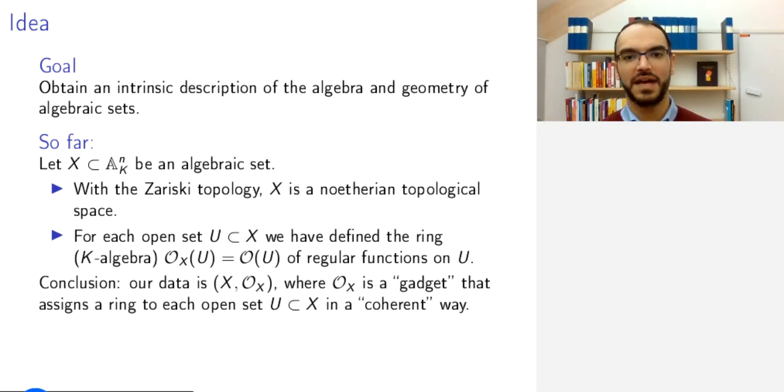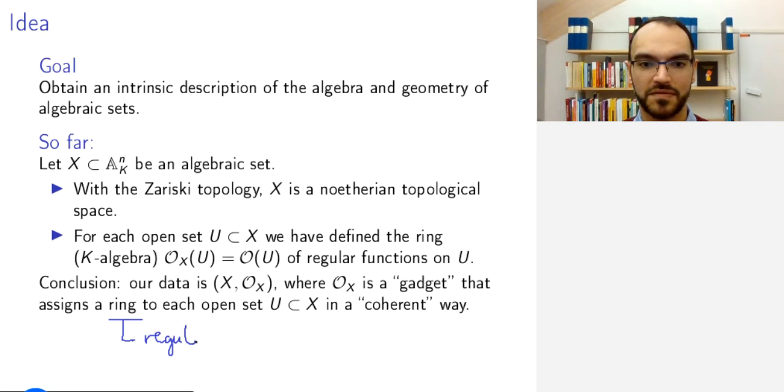So the data we have currently consists of a Noetherian topological space X, and some gadget O sub X that assigns a ring to each open set. So this ring is not assigned randomly, it's assigned in a coherent way. Namely, these are the regular functions. So the ring is the ring of regular functions from U to K.